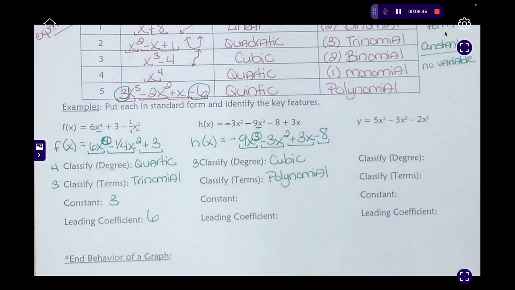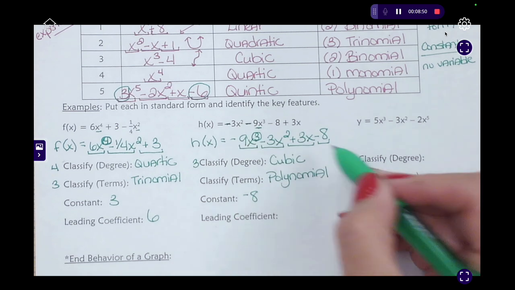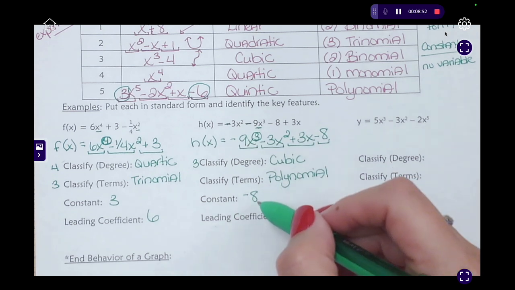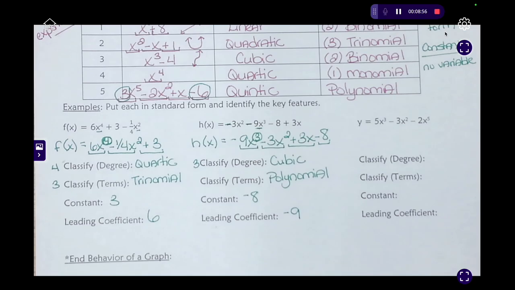And then the last two, identifying constant and leading coefficient. My constant would be that -8, so that subtraction does stay with that 8, so that is a -8. The leading coefficient in the front would be a -9.